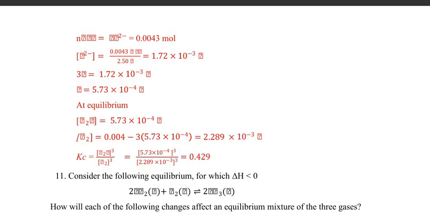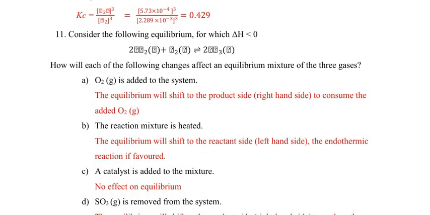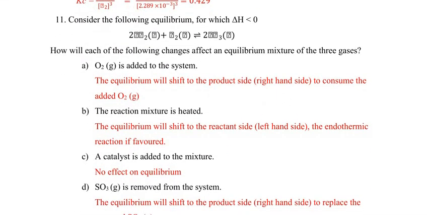Okay, this is the same thing. I want something new. So here you have considered the following equilibrium for which the enthalpy is less than 0. If it's less than 0, meaning it's negative, meaning the reaction is exothermic. So here we needed the equation. We need to know what we're dealing with, because we cannot guess.